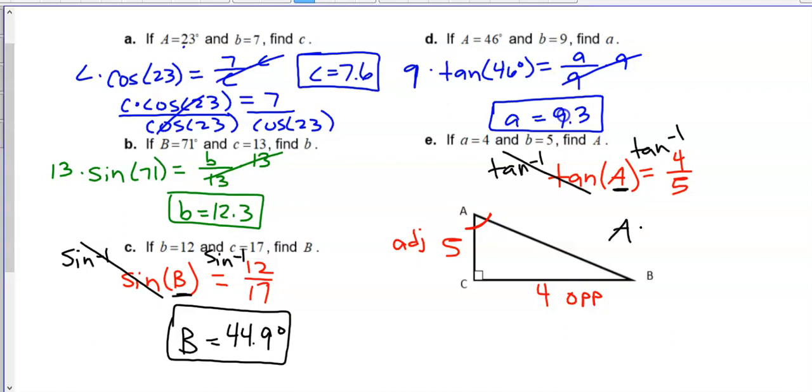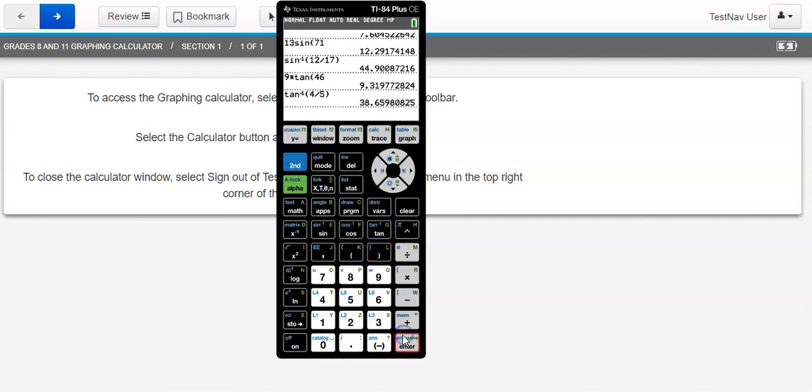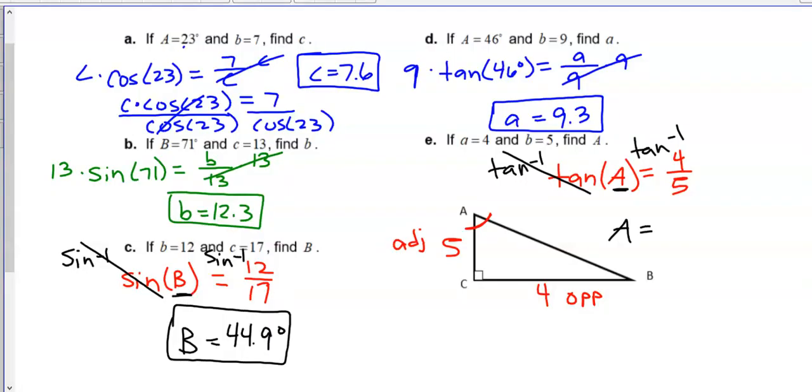And that's pretty simple to type in your calculator. Just second tangent, second tangent, 4 divided by 5. And you get about 38.7 degrees.